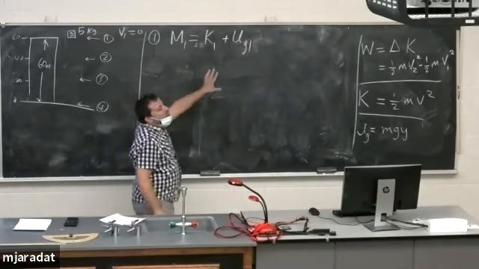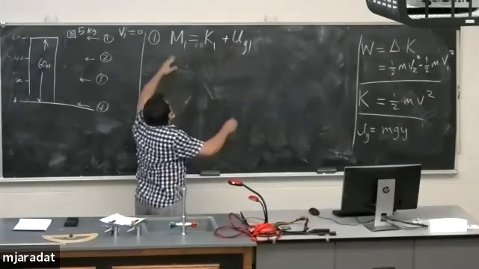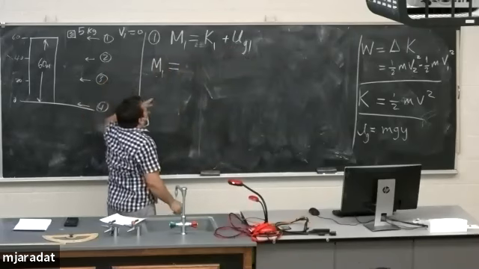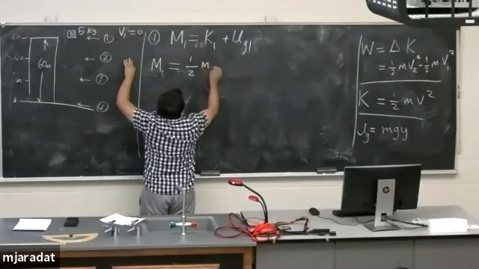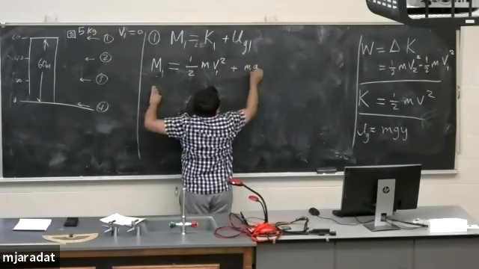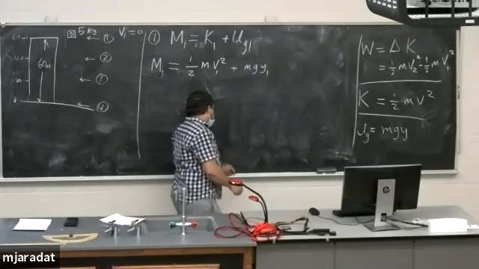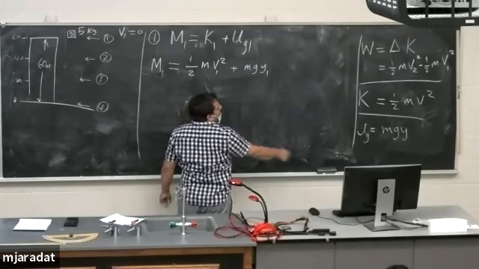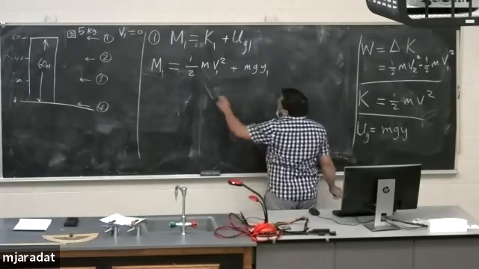If you like to compute every term alone, separately, you can do that. If you like to do them all together, you are free to do that. So the mechanical energy at the first point is the kinetic energy, 1/2 m v1 squared, plus m g y1. This is very simple. The kinetic energy is given, the potential energy is given, and I need to use them at the first point.